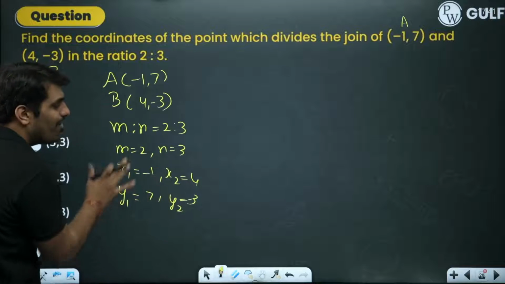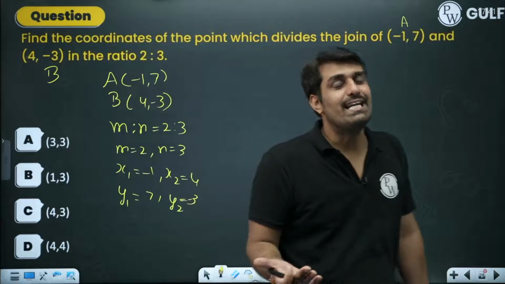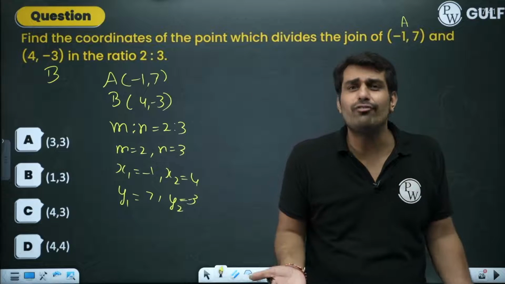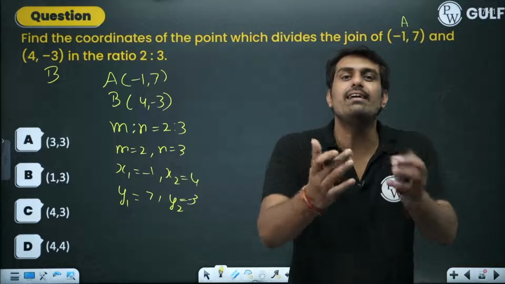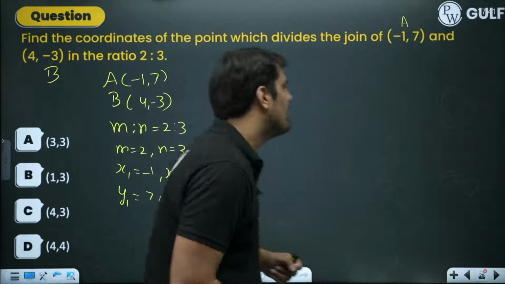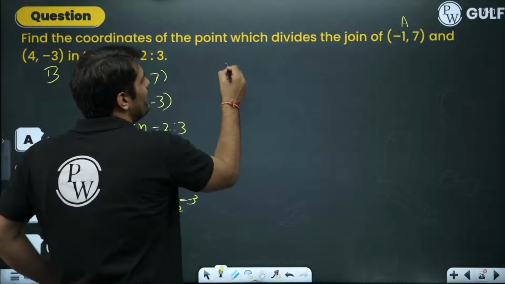This is all I have written just for your understanding. There will be no need. Once or twice you'll be writing it. After that there will be no need. It will be a waste of time. You will not be taking these minute steps. You will be directly applying the formula. What is the formula? Come to the section formula. So the coordinate of that particular point, let me call that point C.